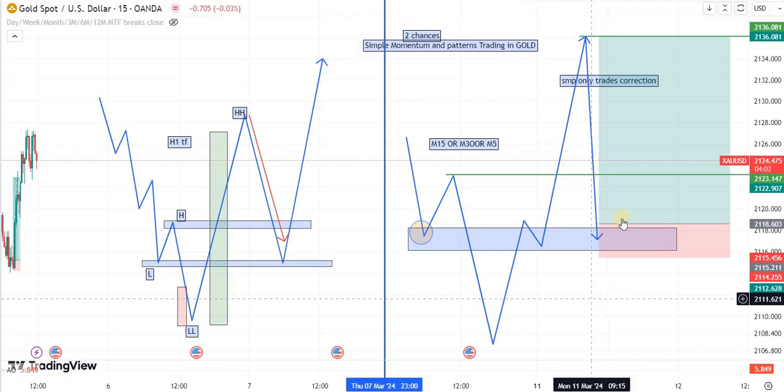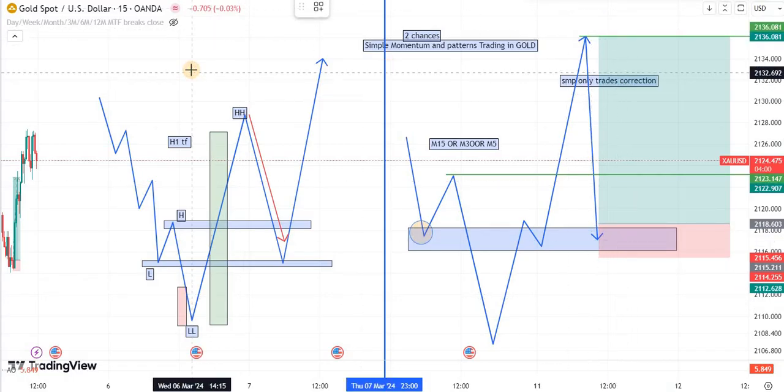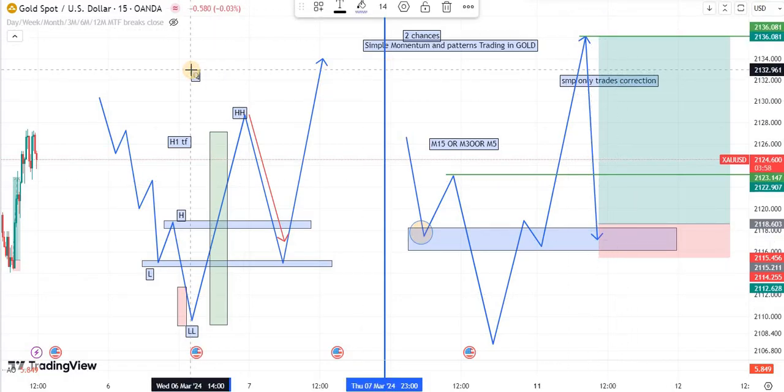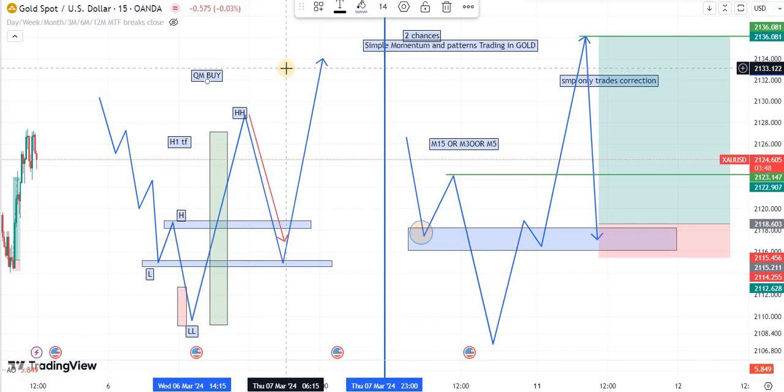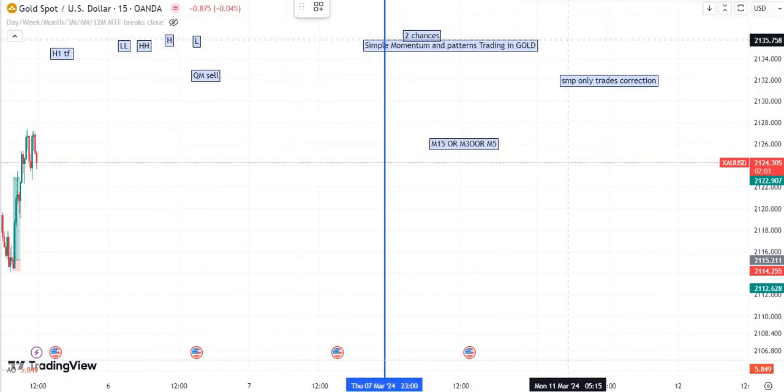So this is the first pattern, named QM buy. The name of this pattern is QM buy, Quasimodo buy. Yeah, buy pattern. This is one of the institutional patterns. Okay, so let's go and see what a QM sell is. So the next is a QM sell.